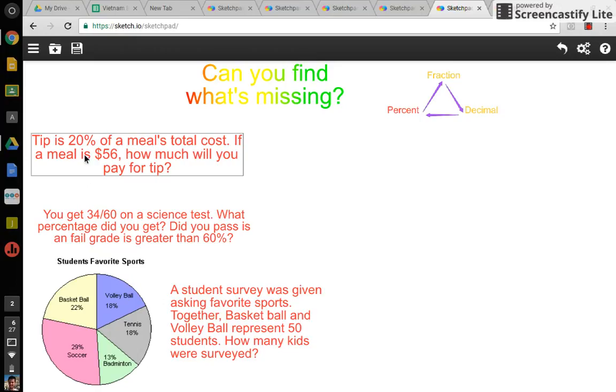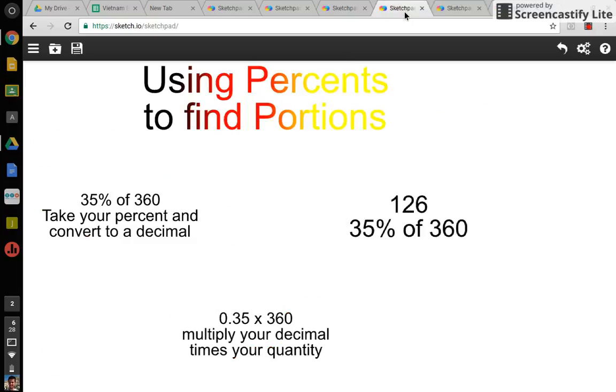Again, this is a portions problem. And the reason that I know that this is a portions problem, a part of a whole, is because it's saying 20% of a total. So I know that the strategy that's going to work here is the strategy that we talked about. All we do is we take our percent, turn that into a decimal, and then multiply times our total. Okay, so that's going to work here.